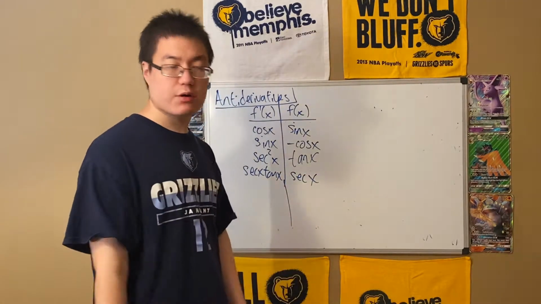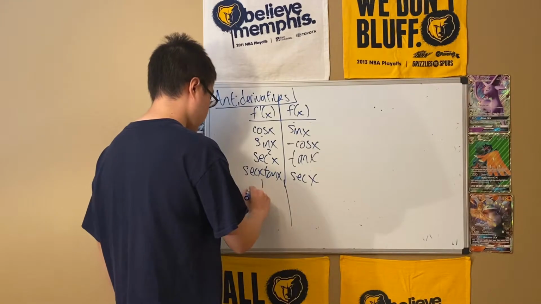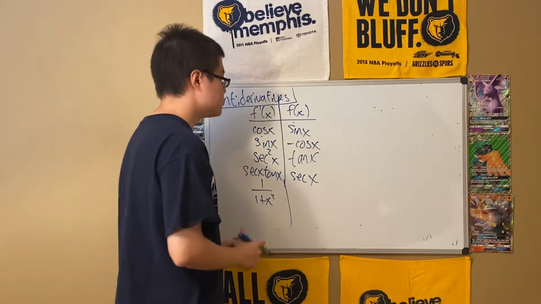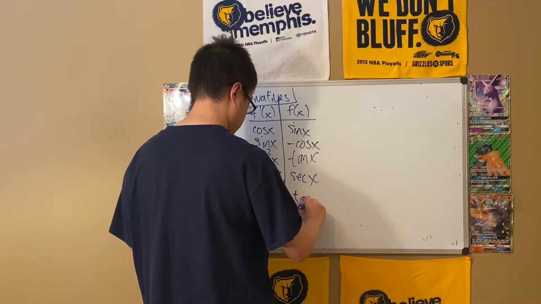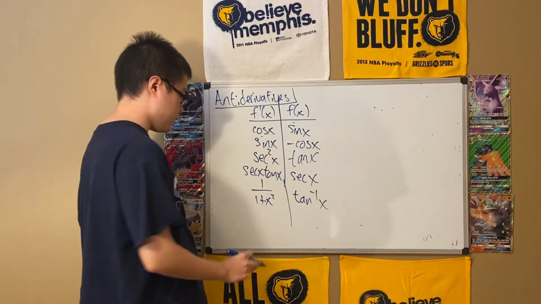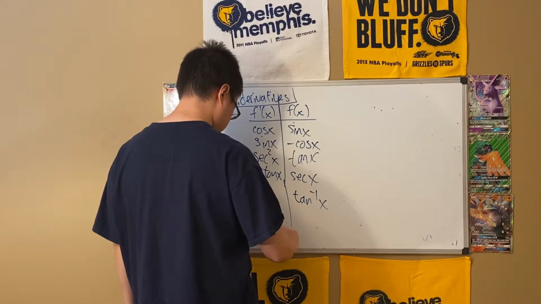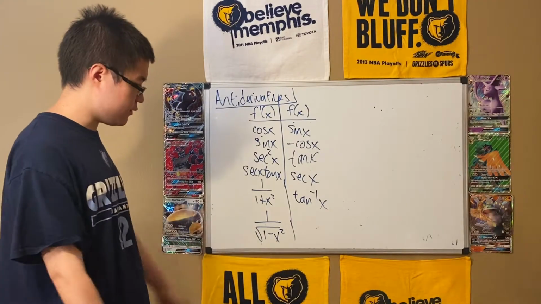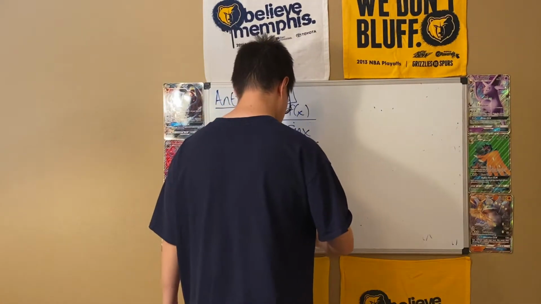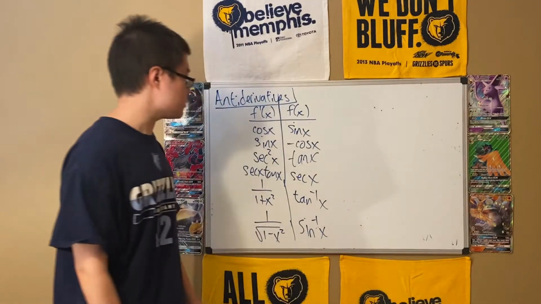There's the annoying inverse trig ones as well. So for example, 1 over 1 plus x squared. What is the antiderivative of 1 over 1 plus x squared? What we're trying to find is the function whose derivative is 1 over 1 plus x squared. So I know my derivative, that's going to be inverse tangent. Let's do one more in this sort of category. 1 over the square root of 1 minus x squared. This is going to be inverse sine. So that's good to go.